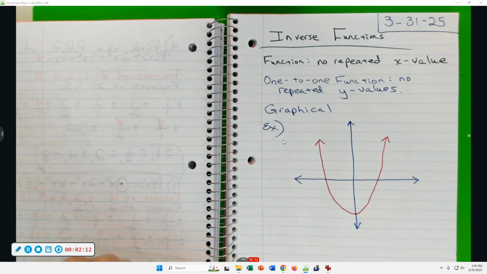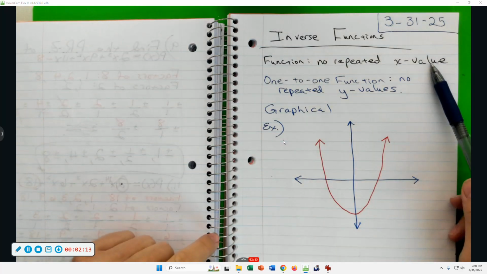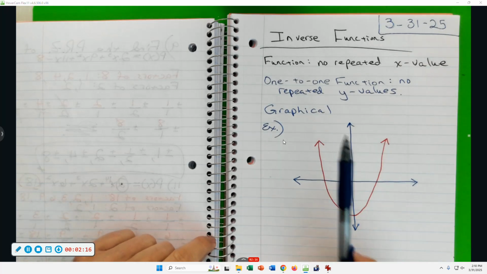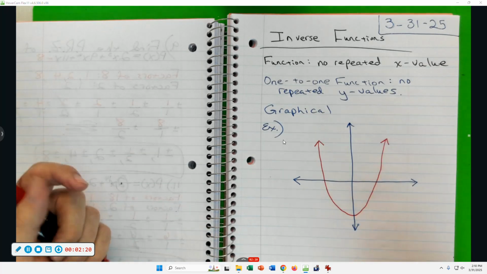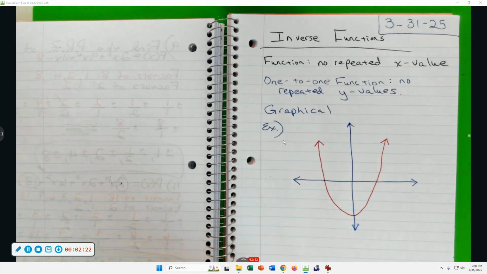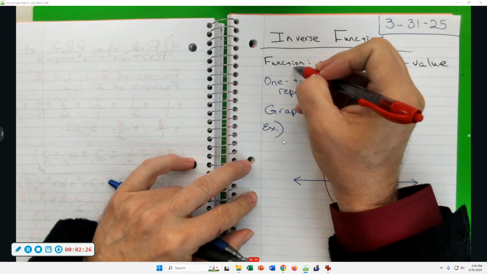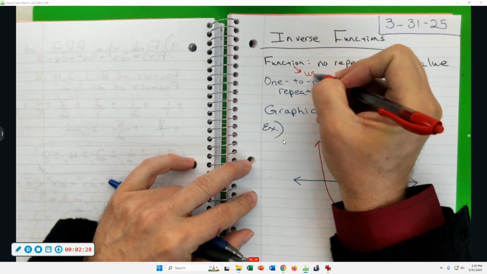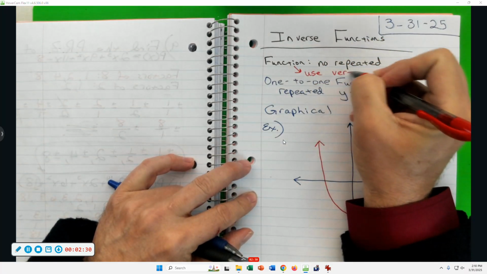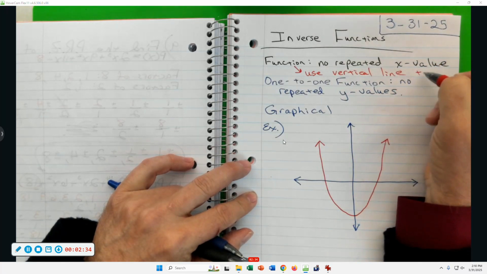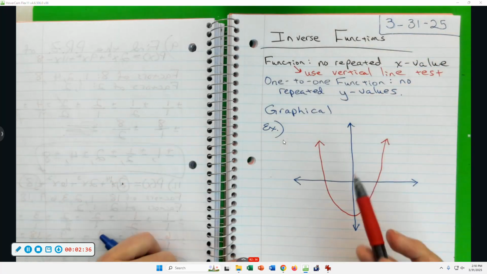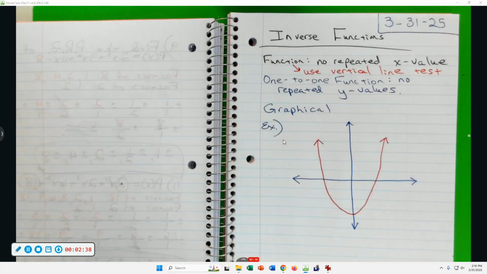Remember, for a function, use the vertical line test for that, okay? So I think we can look and convince ourselves that this is definitely the graph of a function. Y'all remember that? Okay, good. Use the vertical line test. And we can see, yes, this thing is definitely a function.